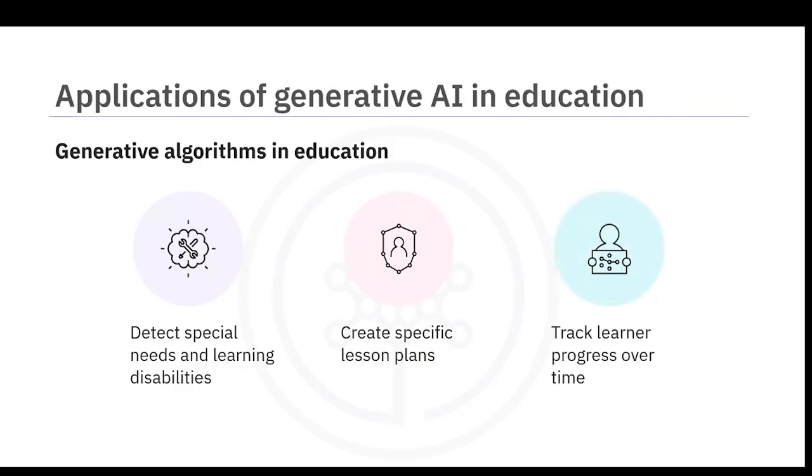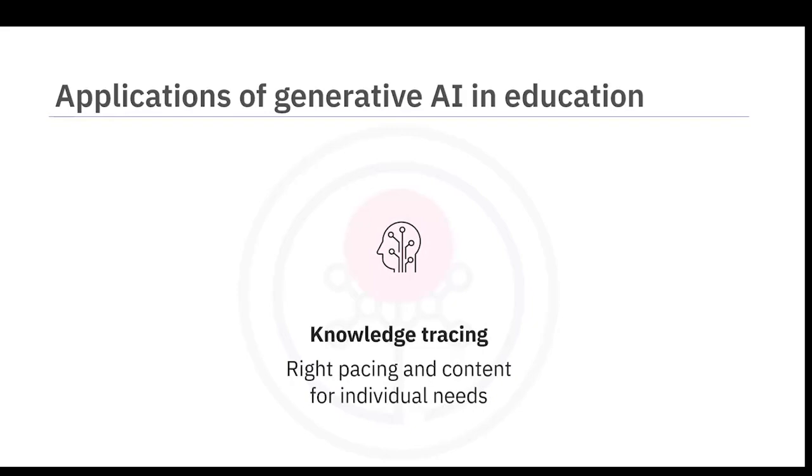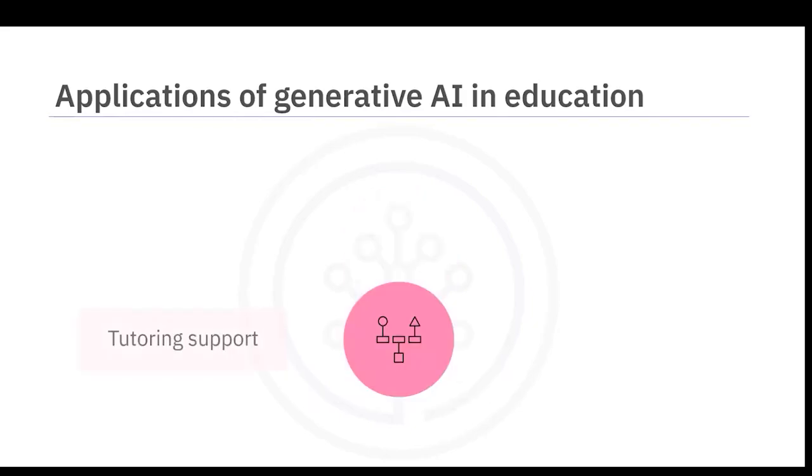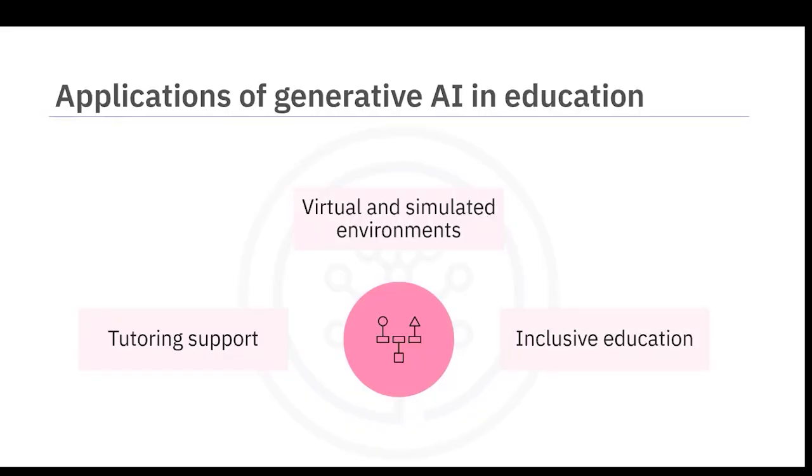Generative algorithms are also being used to track learner progress over time. Known as knowledge tracing, this helps provide the right pacing and content for individual needs. Tutoring support, virtual and simulated environments, and inclusive education are also benefited.